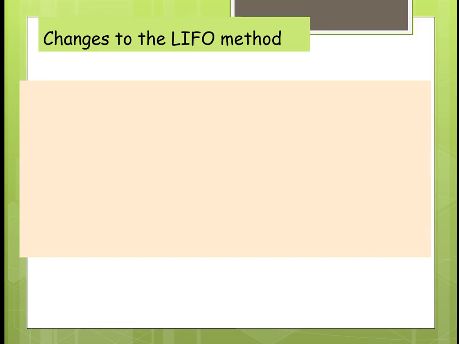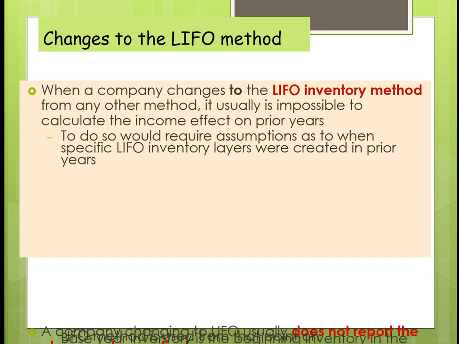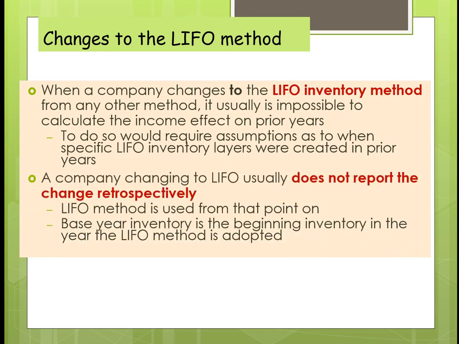Now, changes to the LIFO method. When a company changes to the LIFO inventory method from any other method, it usually is impossible to calculate the income effect on prior years. To do so would require assumptions as to when specific LIFO inventory layers were created in prior years. A company changing to LIFO usually does not report it retroactively. The LIFO method is used from that point on. Base year inventory is the beginning inventory in the year the LIFO method is adopted. So that's all you have to remember. You don't have to do it retroactively.